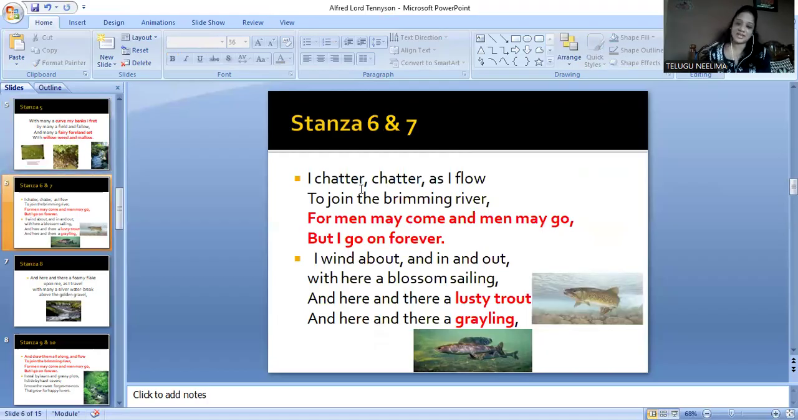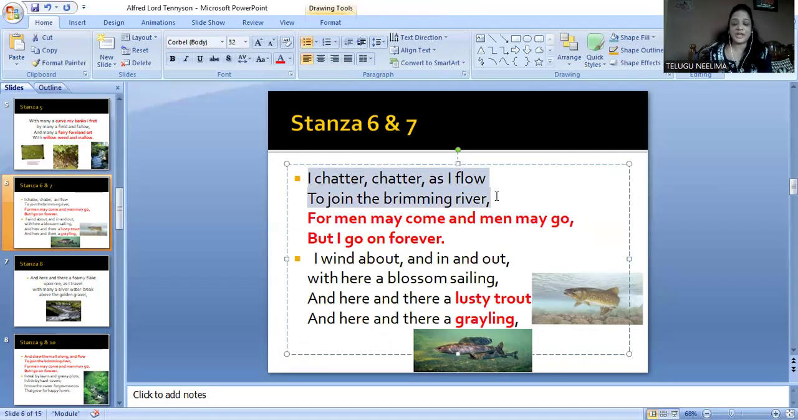I chatter as I flow to join the brimming river. These two lines you can observe in stanza 3, if I'm not wrong, and it is telling that my final destination is to join the brimming river. And again, it is telling: men may come and men may go, but I go on forever. And finally, it is also telling: I wind about, and in and out, with here a blossom sailing.